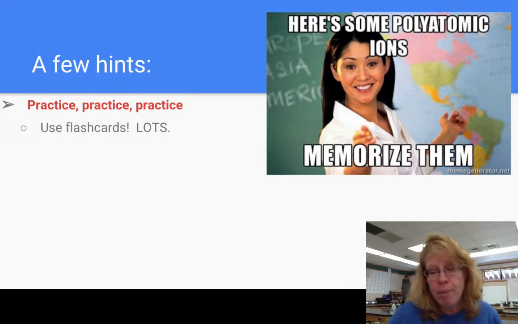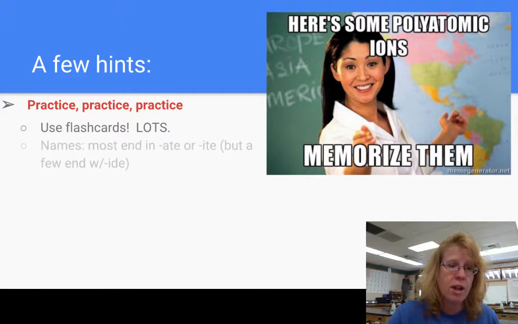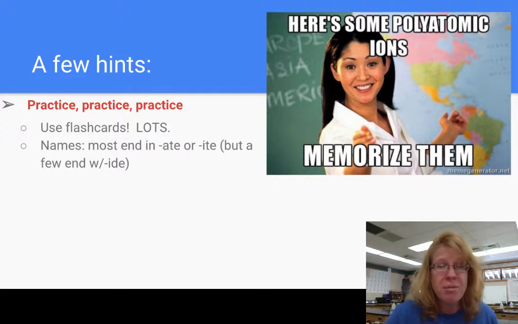Some basic hints. Make sure that you've got your flashcards memorized. You need to know the names, formulas, and charges for all of those polyatomics. There are some patterns to those polyatomics. Most of them end in ate or ite, and we talked a little bit about the numbers there. There are a couple of polyatomics that do end in IDE, like hydroxide, cyanide, and peroxide. So you just have to watch out for those.